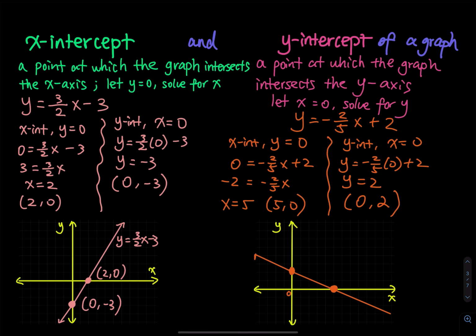So what does this line stand for? This line stands for y equals negative 2 over 5x plus 2. And this is also how you sketch the graph of a linear equation using the x and y-intercepts. So you find the x-intercept, find the y-intercept, plot both, connect them, extend the line, then you get your graph. This is 5 comma 0, and this is 0 comma 2. All right, so let's do more examples.